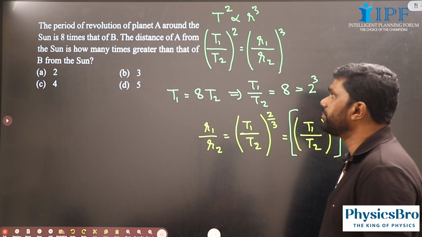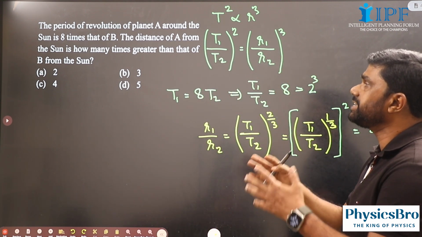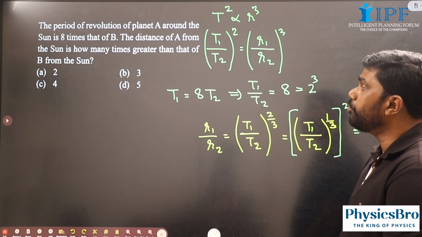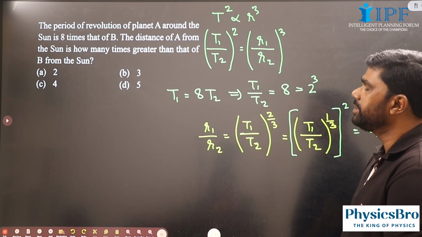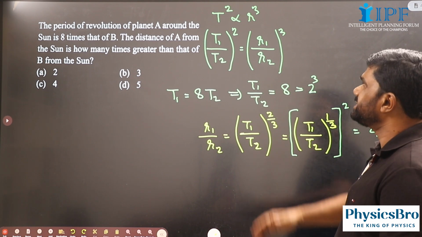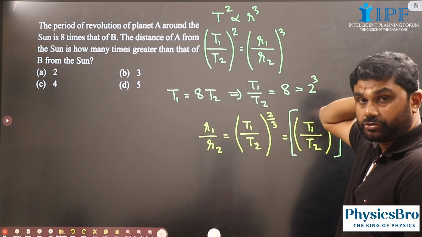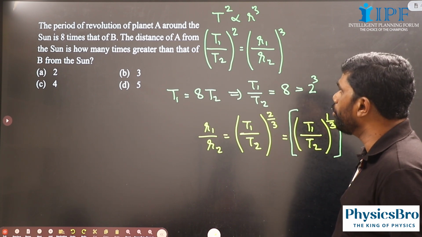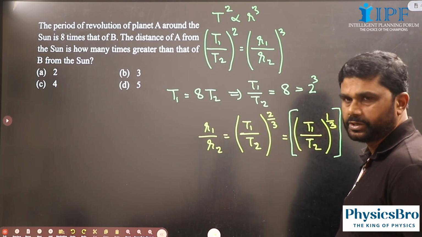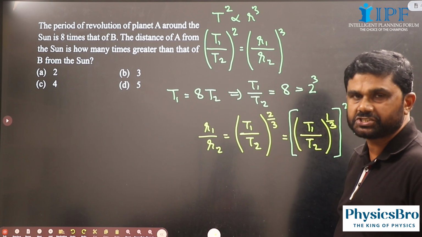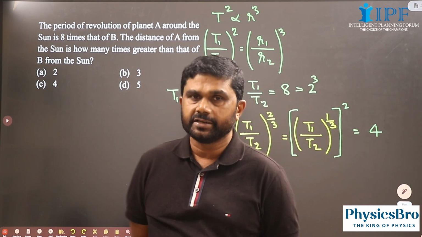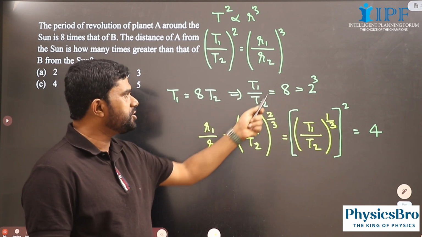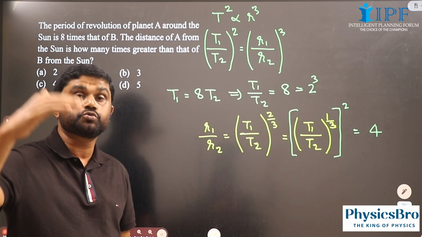The period of revolution of a planet A around the Sun is 8 times that of B. The distance of A from the Sun is how many times greater than that of B from the Sun? See, this is also based on Kepler's law, T square proportional to R cube. So T1 by T2 whole square will be R1 by R2 whole cube. And it is given that T1, the time period of the first planet A, is 8 times the time period of the second planet. T1 by T2 is equal to 8. It can be expressed as 2 cube.